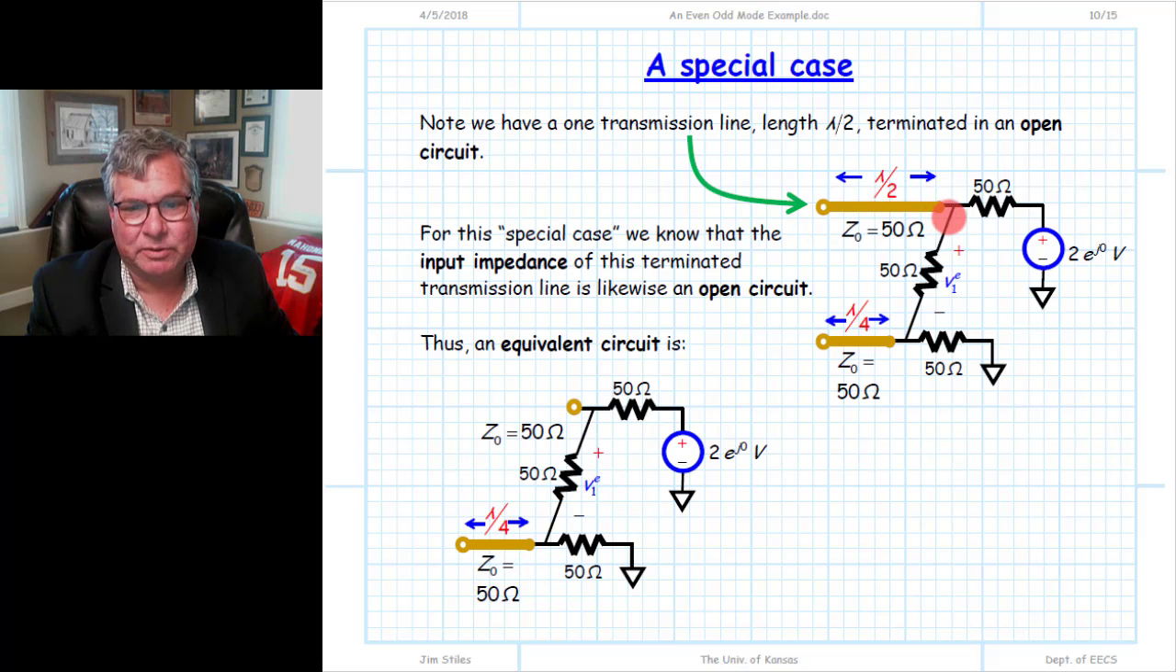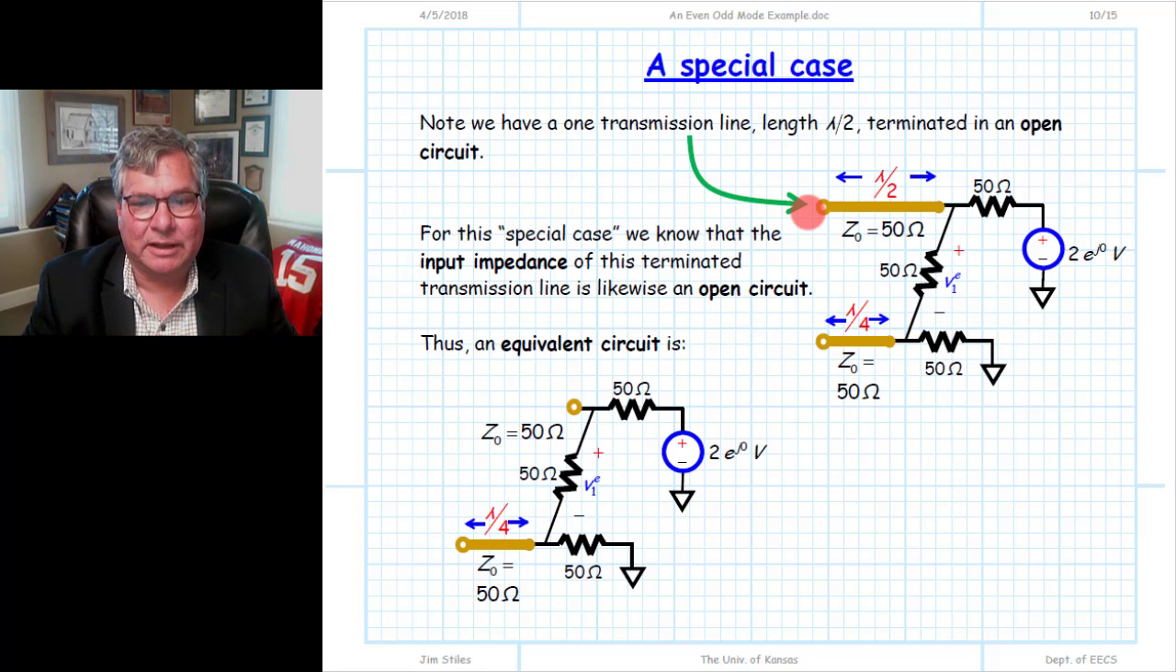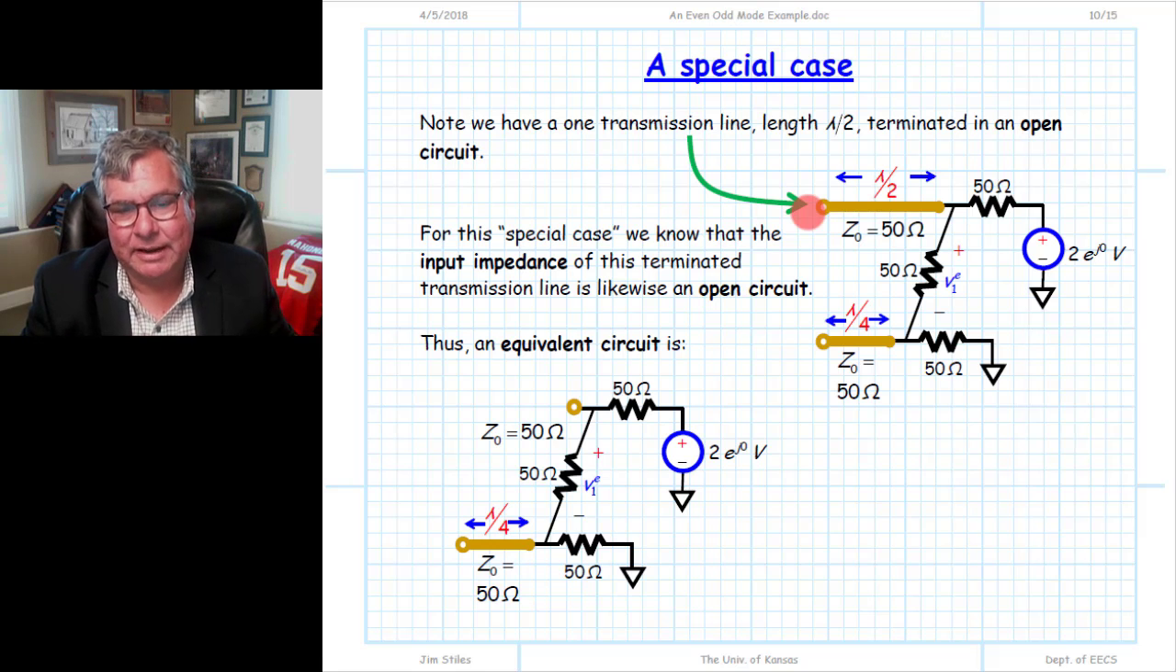But what it's saying here is we have a length of transmission line, of length lambda over 2, 50 ohm characteristic impedance, that is terminated at this end with an open circuit. This is a terminated transmission line. We've done this several times, of course. When we talked about terminated transmission lines, we terminated in an open circuit. We know at that point that the total current must be 0 by the boundary condition imposed by the open circuit there.